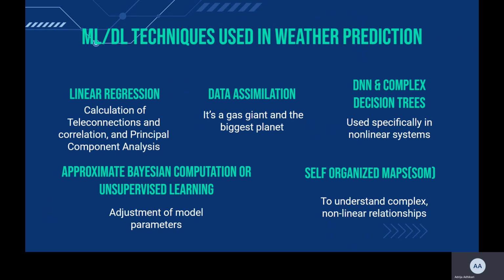However, there are many other ML tools such as deep neural networks and complex decision trees that are applicable to nonlinear systems but have not been used very frequently as of now for predicting weather. Now, there are a few models which allow scientists to interpret processes that would be too complex for evaluation with standard or linear techniques. Two examples of this method are approximate Bayesian computation or unsupervised learning, and to understand this complex and non-linear relationship, we use the self-organized maps or SOMs.